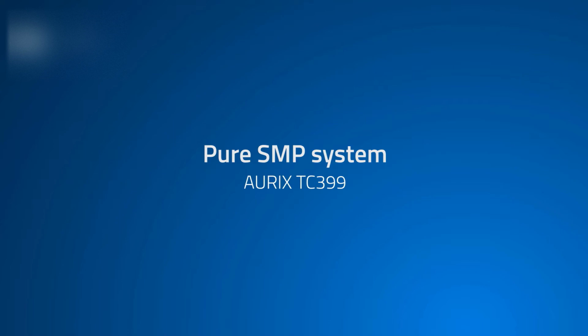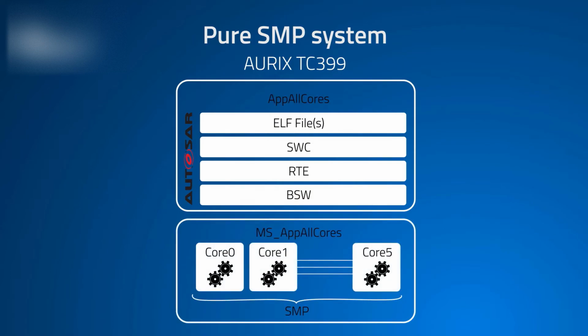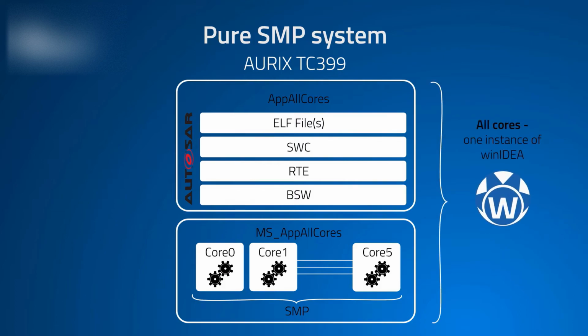Now let's take a look at the Infineon AURIX TC399 running AUTOSAR on all 6 cores in an SMP configuration. In winIDEA's new session configuration, we need to create a single application space for app all cores. Then we need to create a memory space for the SMP configuration and map app all cores to the memory space MS app all cores.